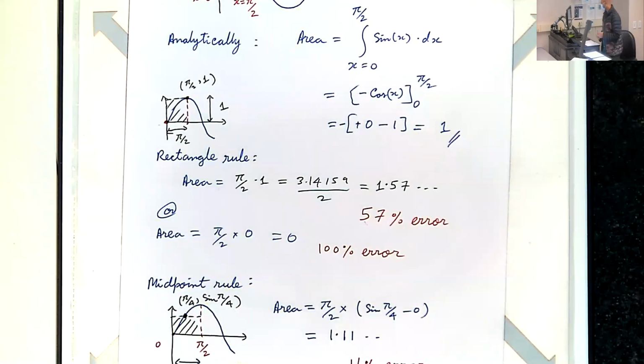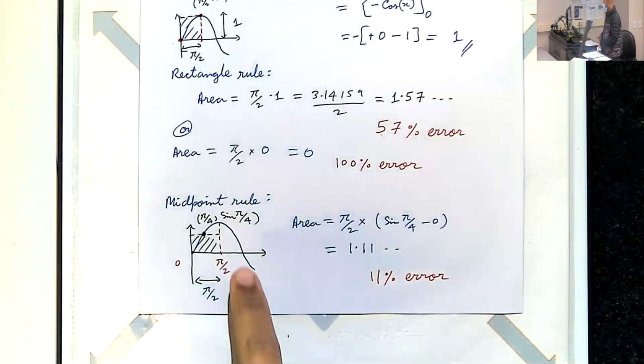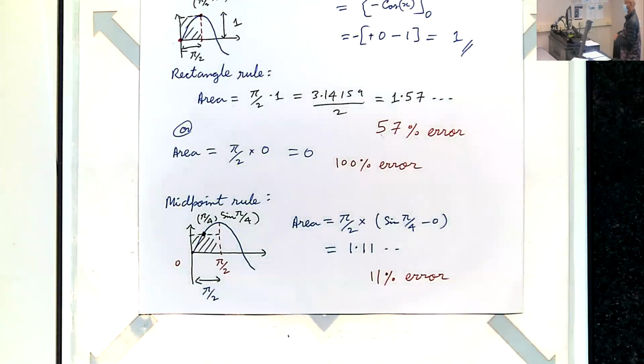You never usually use rectangle or midpoint either. At the least you use trapezoidal rule, or Simpson's rule is the max you would want to go beyond. Oh yeah, we talked about that. Yeah, I'll go over trapezoid next.